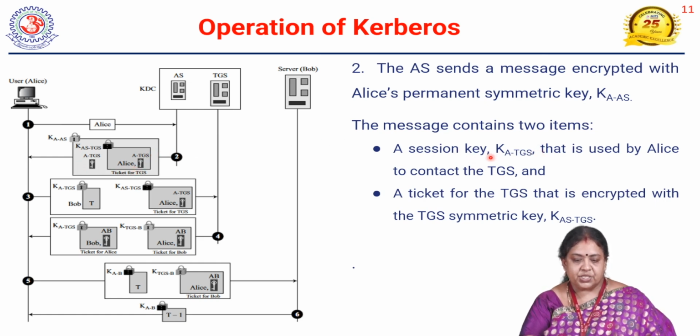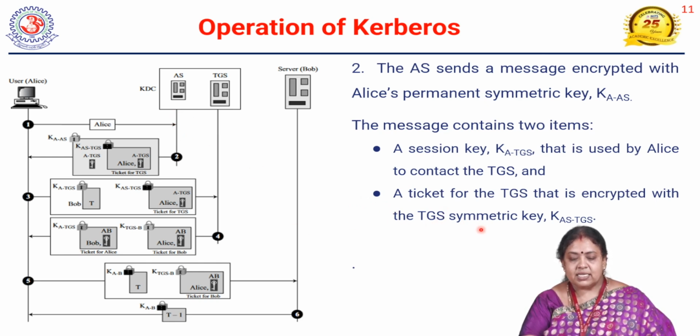One is a session key, that is for the user for the TGS. And the next one is a ticket, and that ticket is encrypted by using a symmetric key that is between the AS and TGS. So what for are we using this? What for is this AS going to send this? The TGS must be able to know that the ticket has been given by AS.